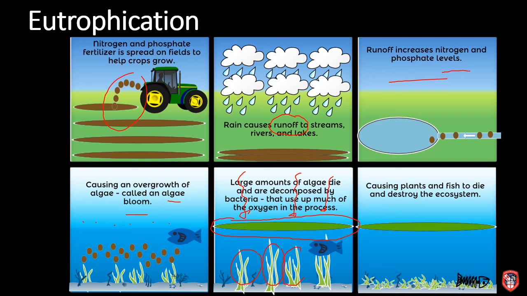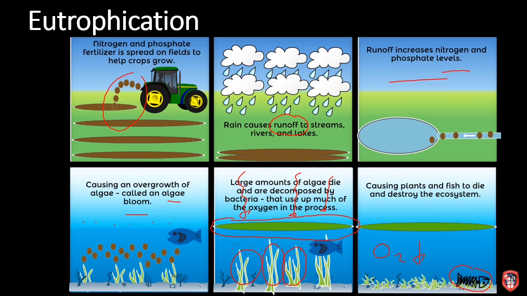Now, if they die, lots of bacteria come in and reproduce quickly, and the bacteria start to decompose the plants. As the bacteria decompose these plants, of course they're using up oxygen. If the oxygen levels start to decrease, and there isn't enough oxygen in the water, then all of the animals in the water will start to die off. And that's what caused the death of these things.